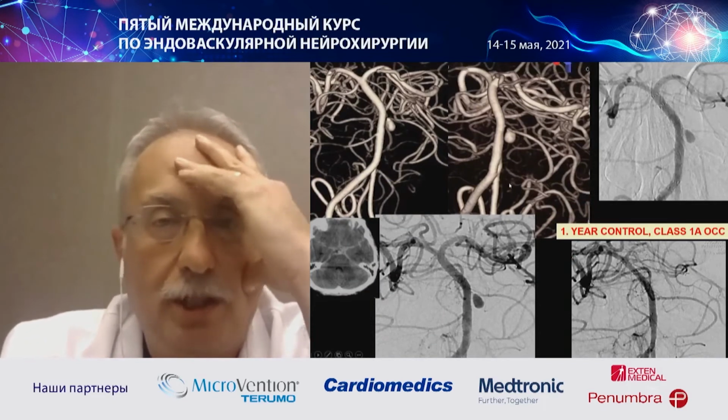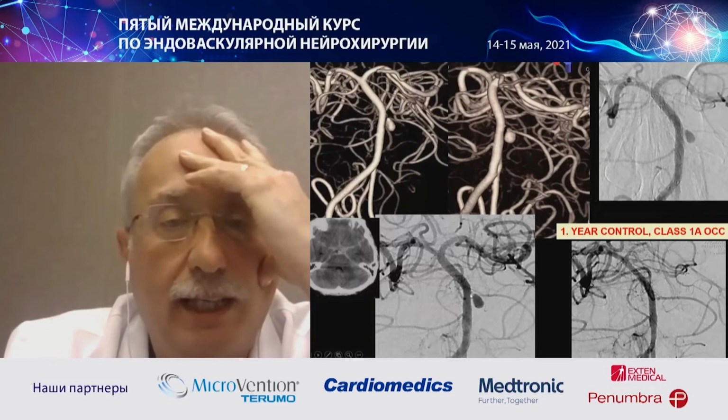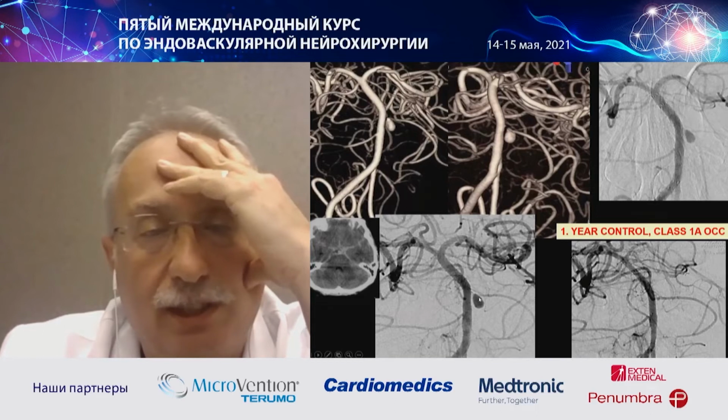So this was a ruptured ICA aneurysm, where the ICA comes off the neck. This was a ruptured case, and so we tried to get into that aneurysm.